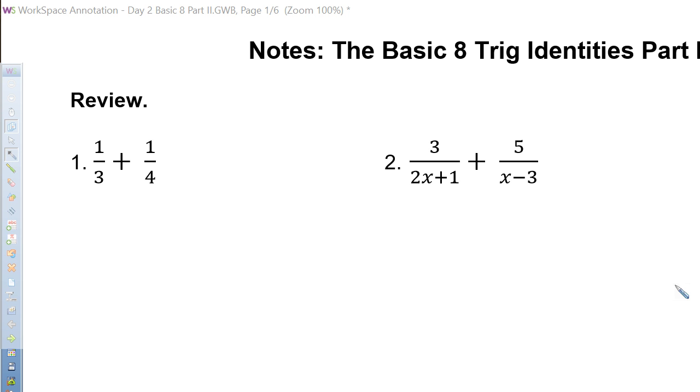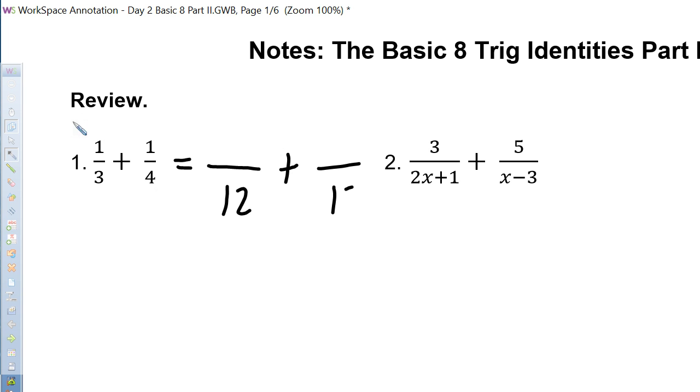So looking at problem number 1, we have 1/3 plus 1/4. Now, in order to add those fractions, we do have to have a common denominator. And what is the common denominator between 3 and 4? 12. And how did you get that 12? Where did 12 come from? Multiplying 3 and 4. That works every single time.